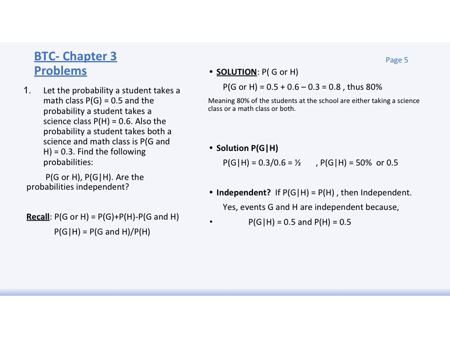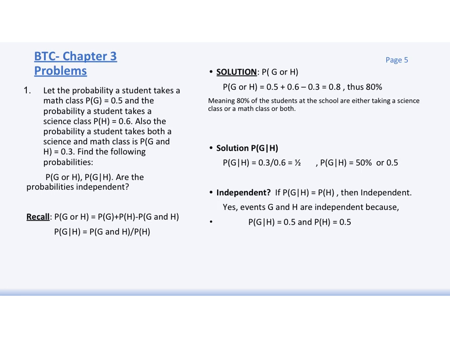So now we're going to do some problems in Chapter 3. These are some problems out of the book. The first problem: let the probability a student takes a math class, the probability of G, equal 0.5, and the probability a student takes a science class, the probability of H, equal 0.6. Also, the probability a student takes both a science class and a math class, the probability of G and H, equals 0.3. Find the following probabilities.